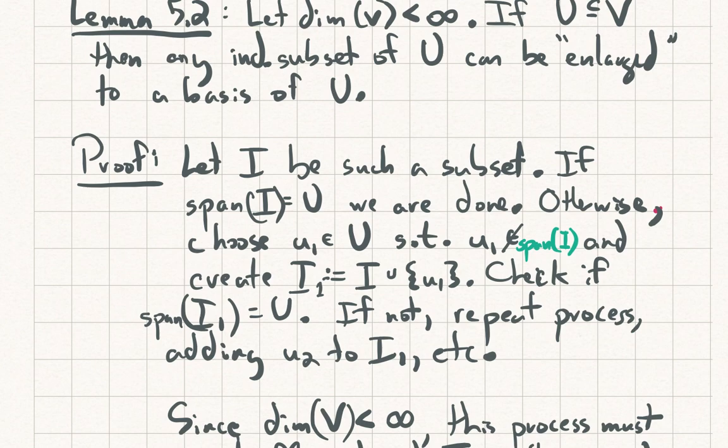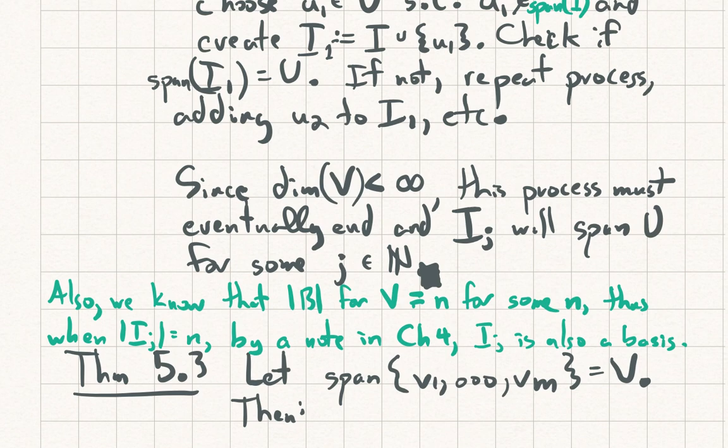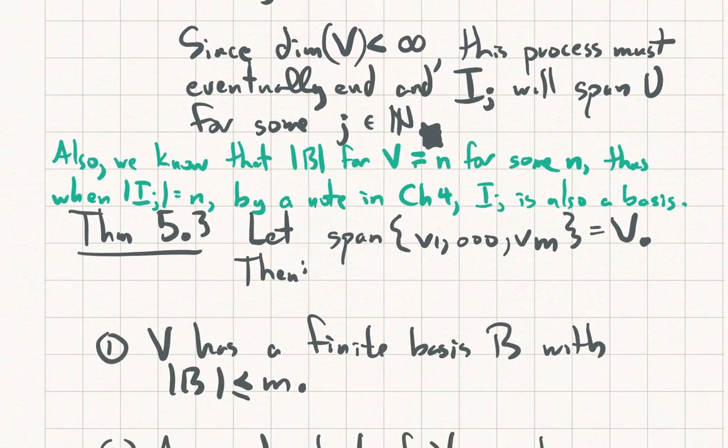We know the dimension is finite, and we're increasing the number of linearly independent vectors in our set I every time. So eventually it'll have to be the dimension of our vector space by definition. It'll be a linearly independent spanning set. And that's where we ended off. I want to keep going and talk about a couple of other results here.